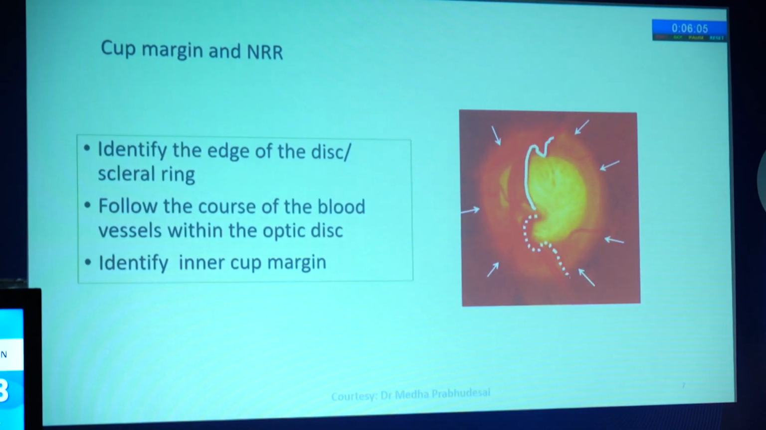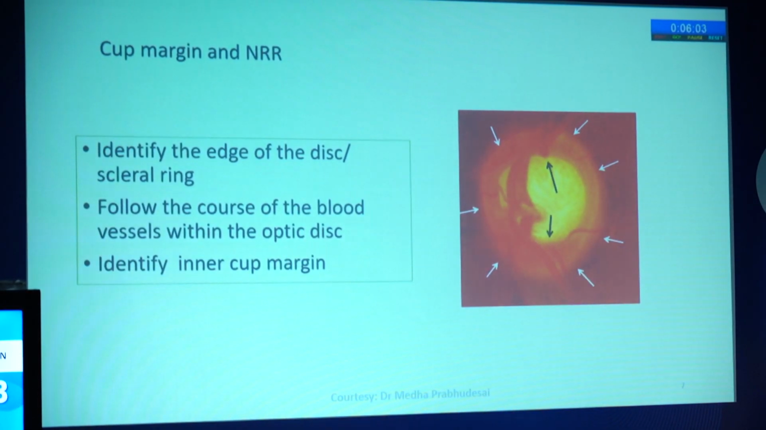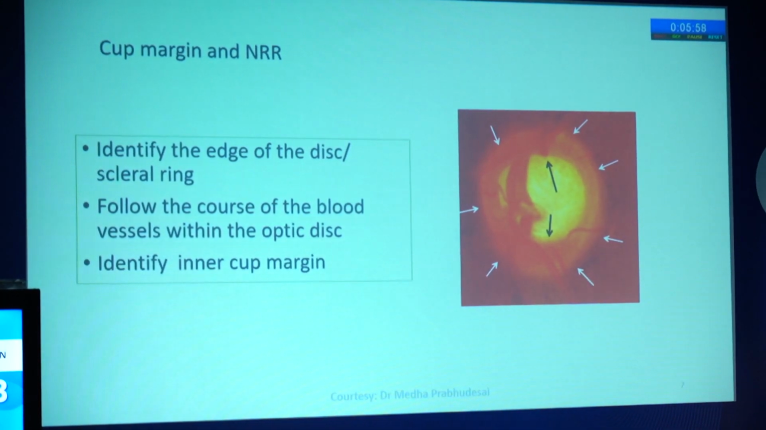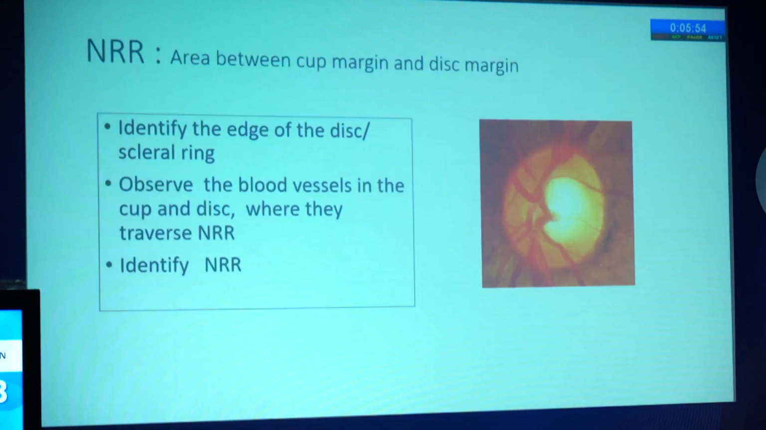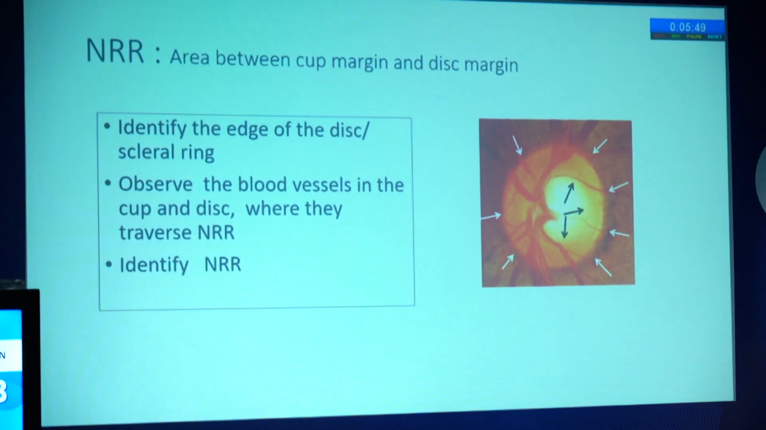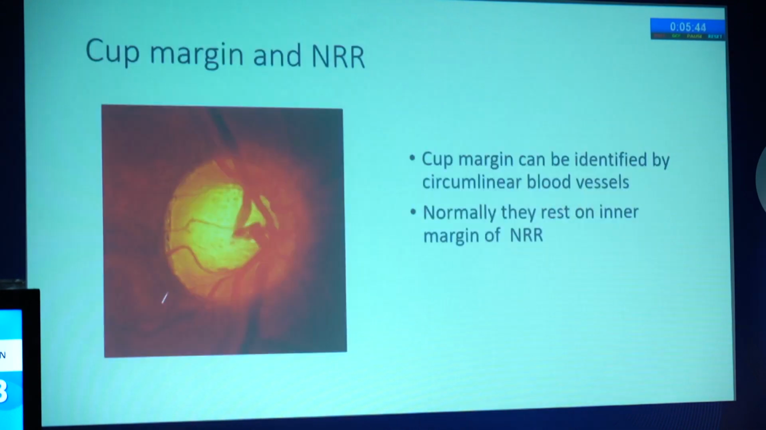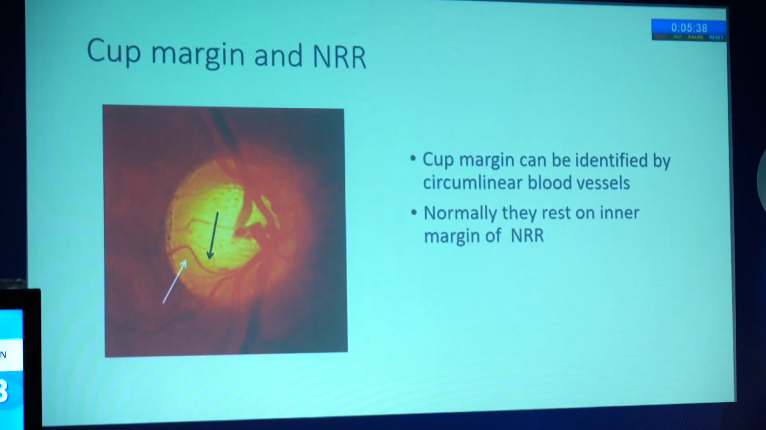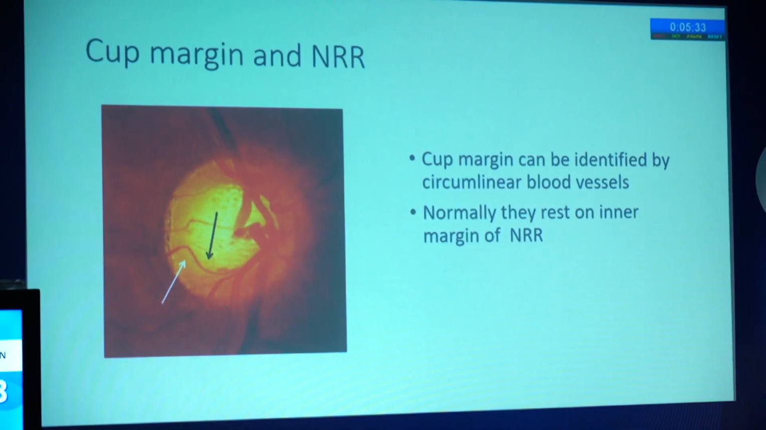How to identify the cup margin and neuroretinal rim? You need to identify the edge of the disc, that is the scleral ring. Follow the course of the blood vessels within the optic disc and identify the inner cup margin. Observe how the vessels come over the neuroretinal rim, and then you will be able to identify the inner margin. The next clue is the circumlinear vessels, because normally they are on the inner margin of the cup, that is the NRR, and you would be able to find out the NRR very clearly.